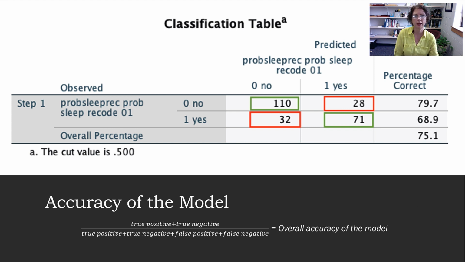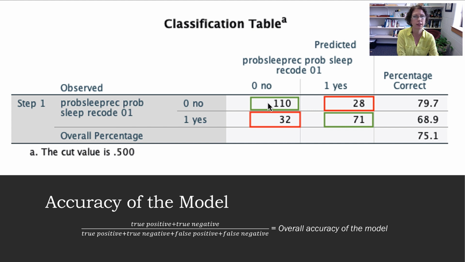This is saying, how well did this logistic regression get it right? And we can look at that by looking at true positives, true negatives, and the false positives and negatives. A true positive is when we predicted that the case would indicate a sleeping problem, and we observed the data was that they reported a sleeping problem. So yes, yes is a true positive.